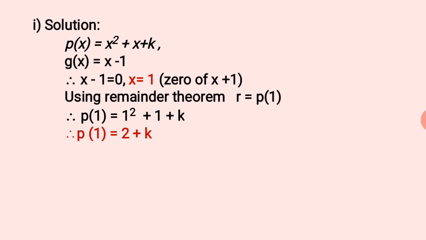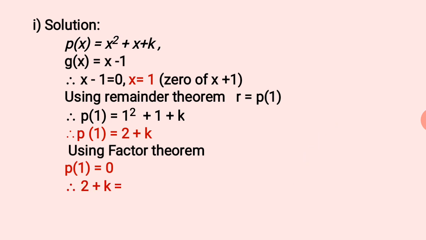Now, we already know that g of x is a factor. So, we are going to use the factor theorem also. By factor theorem, we can say that p of 1 should be equal to 0. It's a factor, so in any case, remainder has to be equal to 0. So, what we are going to do is, as p of 1 is equal to 2 plus k as well as it is equal to 0, we are going to equate it out. When we equate it, we will get the value of k. In this case, it is equal to minus 2.